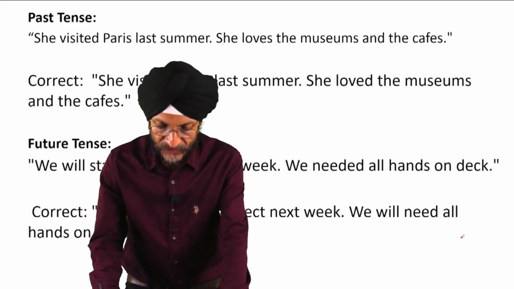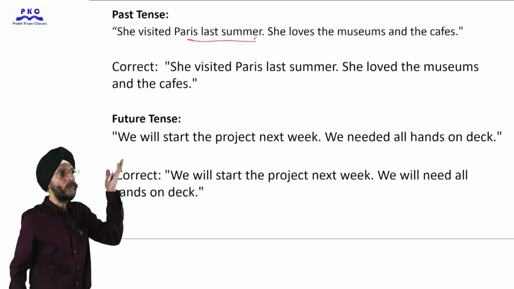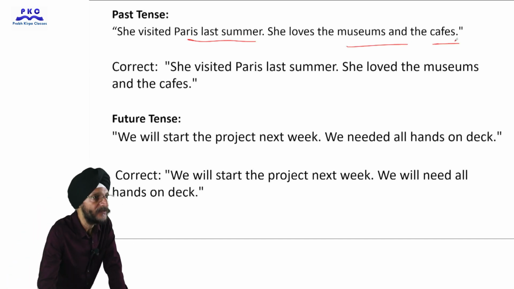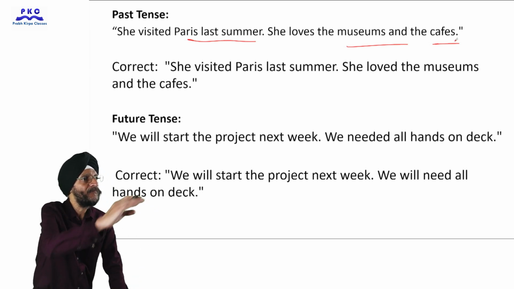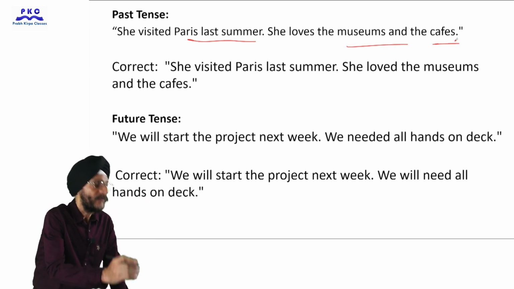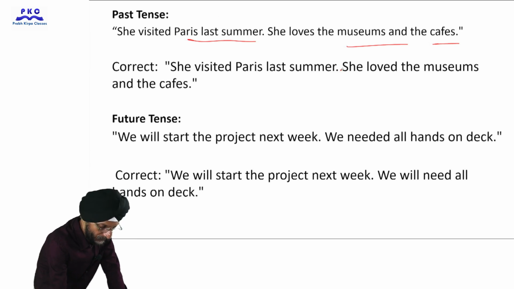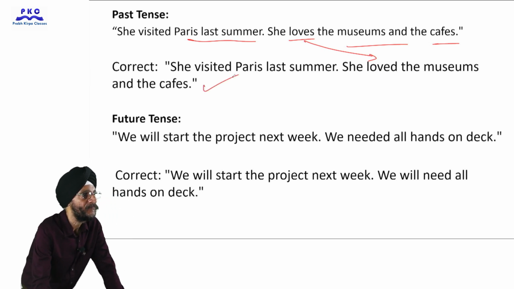Past tense. She visited Paris last summer. Here we are talking about past. She loves the museums and cafes. Here it is an unnecessary shift in tense. Here we are writing in past tense, so here we will use the word she loved. It is proper. She loved the museums and cafes.